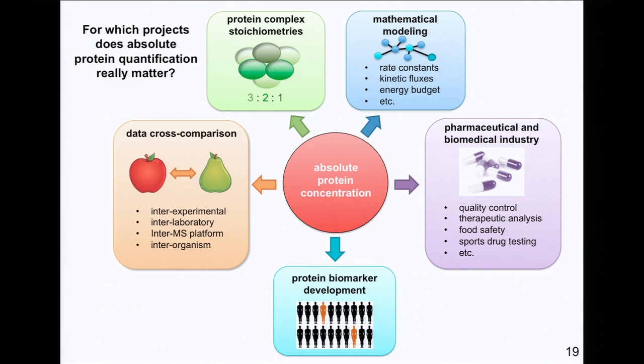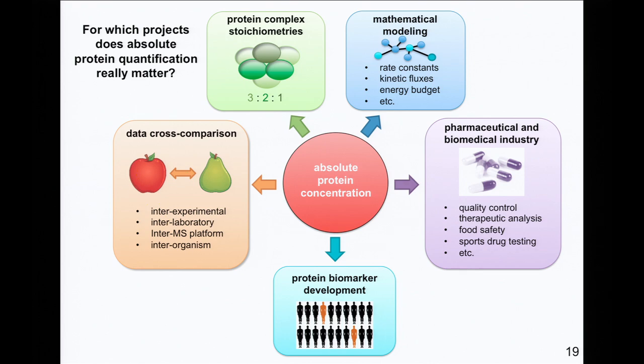Then there is the field of pharmaceutical and biomedical industry. So for various applications in industry like food safety, quality control, and sports drug testing, absolute proteins get measured. Also for protein biomarker development, it has been shown that it's clinically relevant to not just know the relative abundance of a biomarker in the sample, but you really want to know in a specific patient what's the concentration of the biomarker in plasma or in urine.